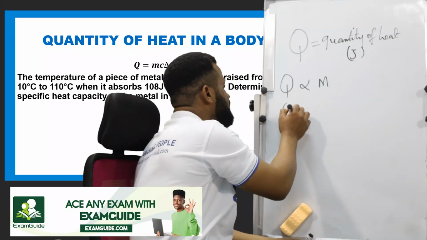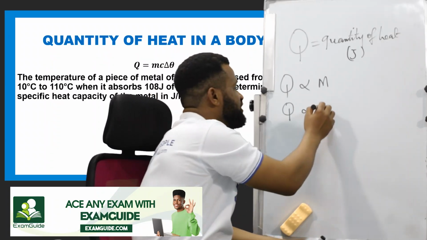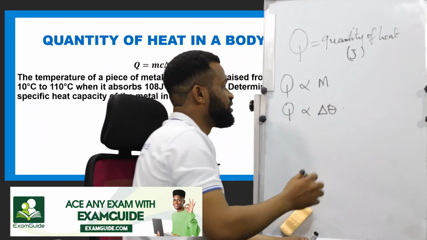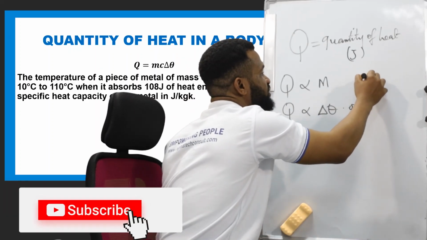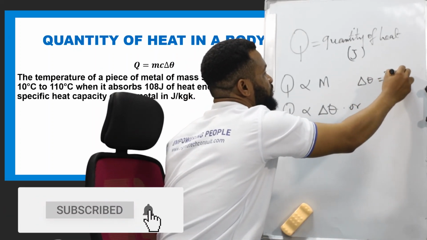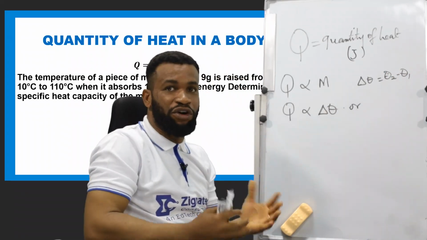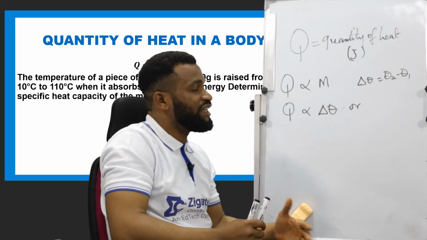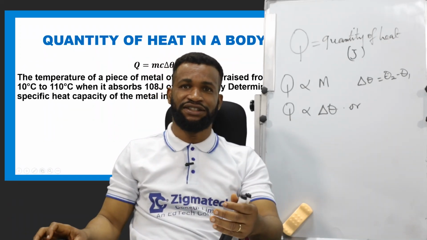Then we also say that the quantity of heat of a body depends on the temperature change. What do I mean by temperature change? Sometimes we give temperature change as θ2 minus θ1, you know? What I mean by theta is just the temperature of a body, the initial temperature and the final temperature. Just look at what I mean by that.